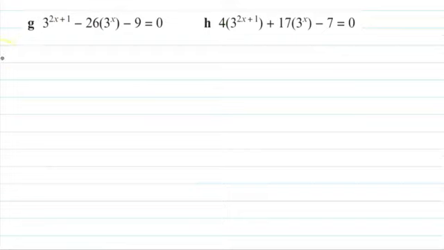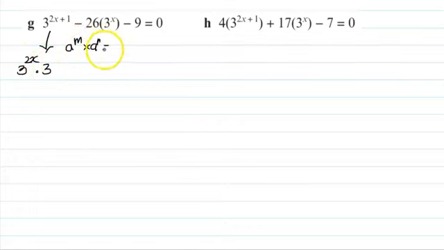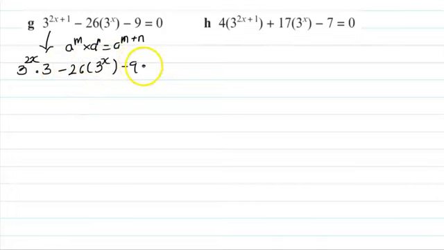Okay. Welcome back. If you have tried this question, 3 to the power 2x plus 1, you can break it like this: 3 to the power 2x times 3, because we know this rule, a to the power m times a to the power n is a to the power m plus n. So this is minus 26, 3 to the power x minus 9 equal to 0. Is that okay?